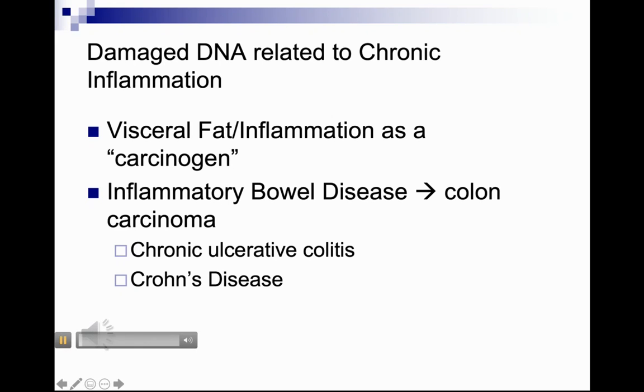DNA can be damaged related to chronic inflammation. For example, visceral fat, the fat that you can't see, the fat inside the abdominal cavity. That visceral fat results in chronic inflammation, and that can be a carcinogen capable of producing a malignant cell.